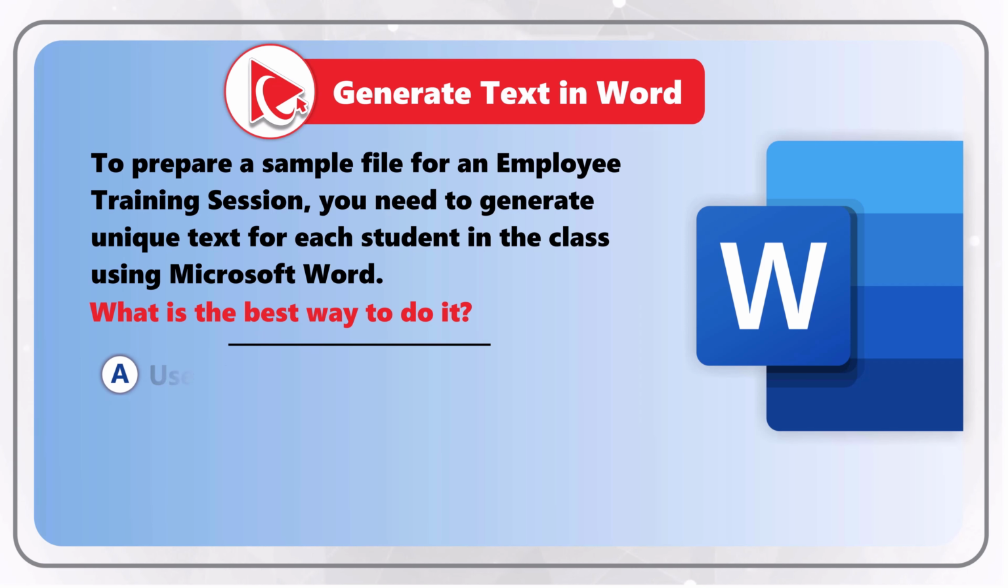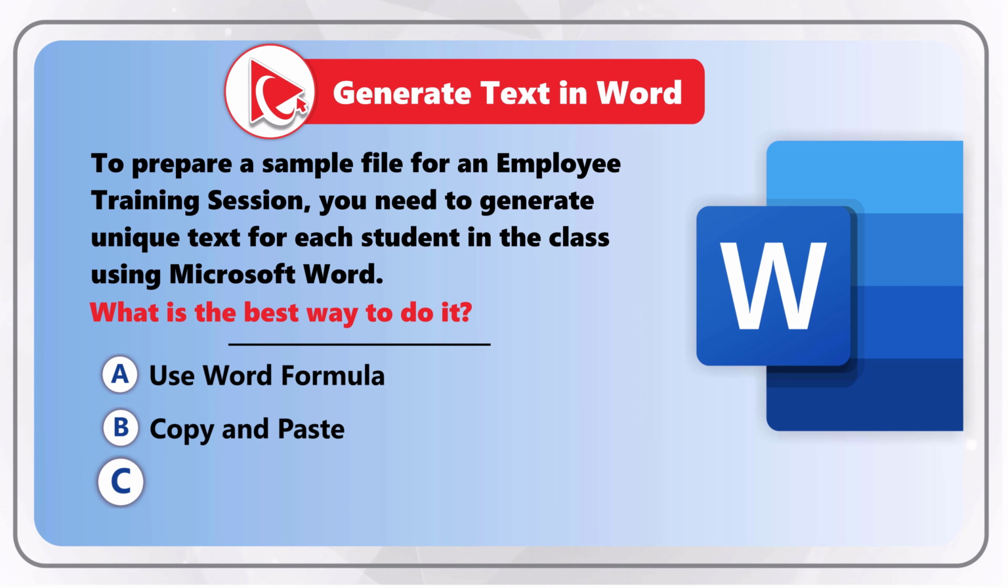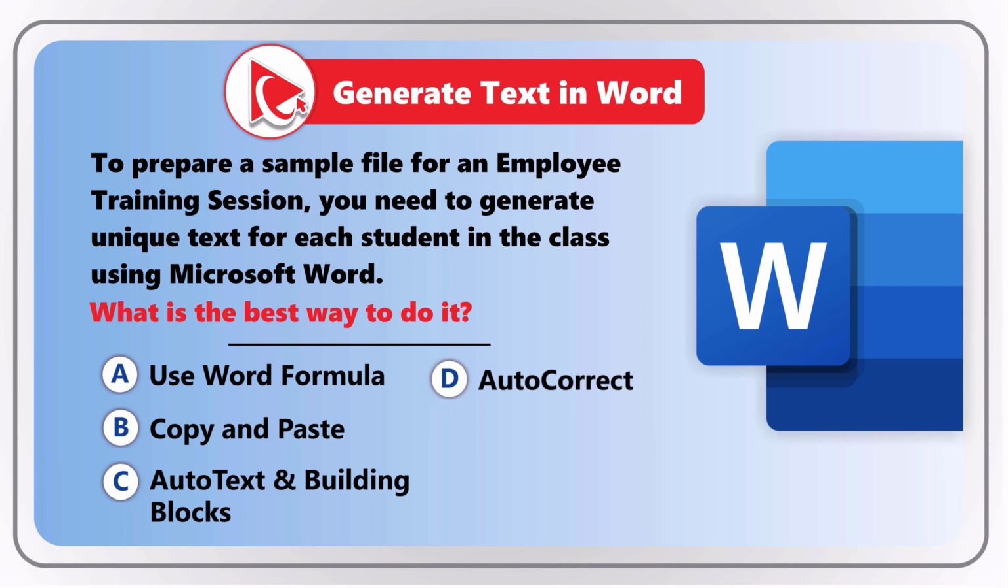Choice A, use Word formula. Choice B, copy and paste. Choice C, AutoText and building blocks. Choice D, AutoCorrect. And last but not least, choice E, mail merge. Take a close look to see if you can come up with the solution. Tricky question, don't you think so?